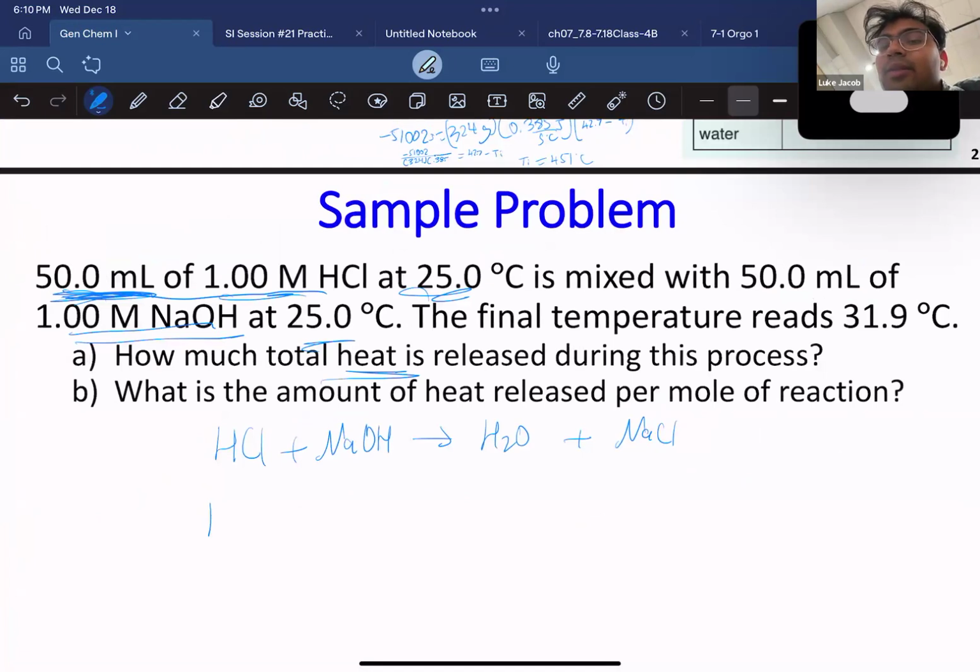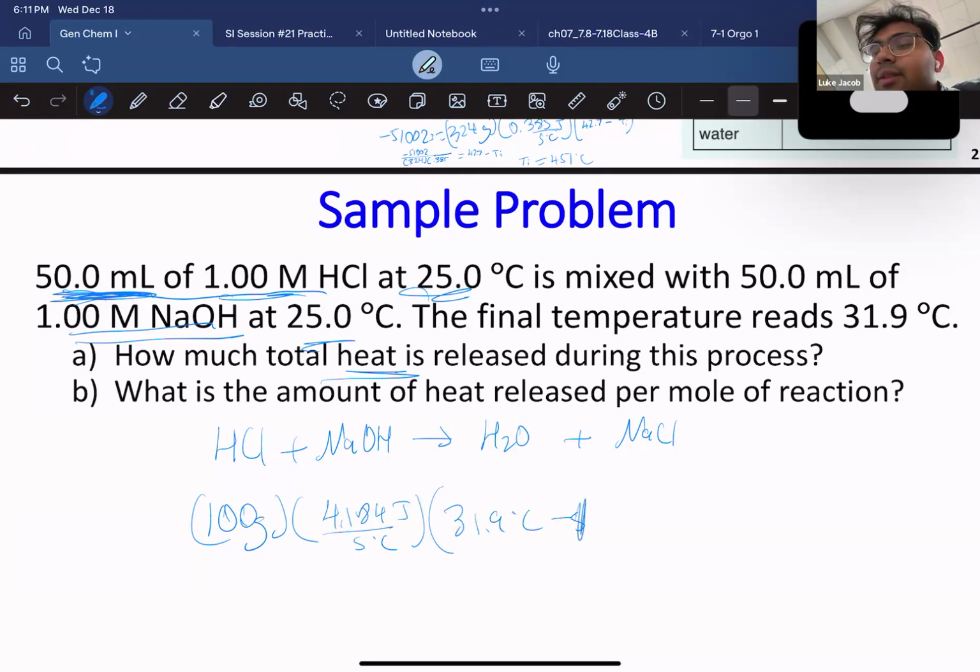So it's 100 mL, or 100 grams of water, times the specific heat of water, 4.184 joules over grams degrees Celsius, times 31.9 degrees Celsius minus 25.0 degrees Celsius. And this would equal Q. So if we do that, we do 100 times 4.184 times 31.9 minus 25. And I got a Q of 28.87. Is that what you guys got?